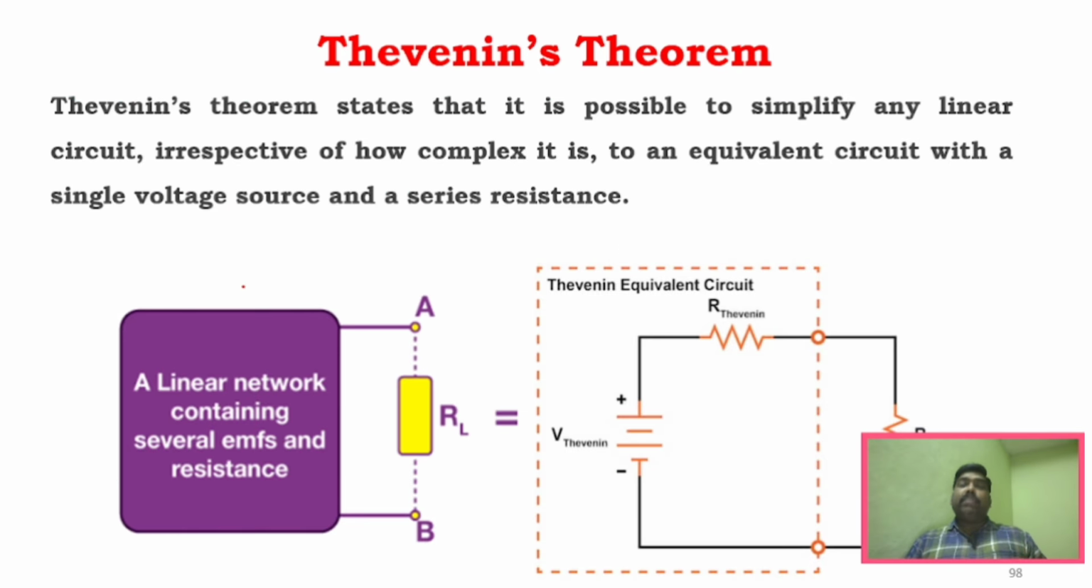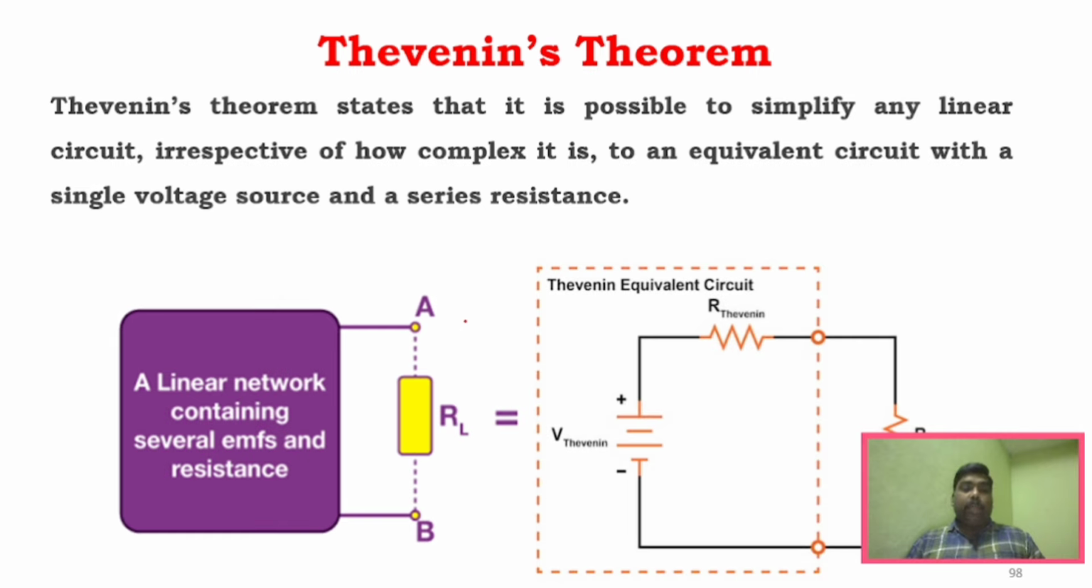So Thevenin's theorem states that it is possible to simplify any linear circuit, irrespective of how complex it is, to an equivalent circuit with a single voltage source and a series resistance. Which means, according to Thevenin, any complex linear circuit can be simplified to a small circuit with a voltage source and a series resistance.